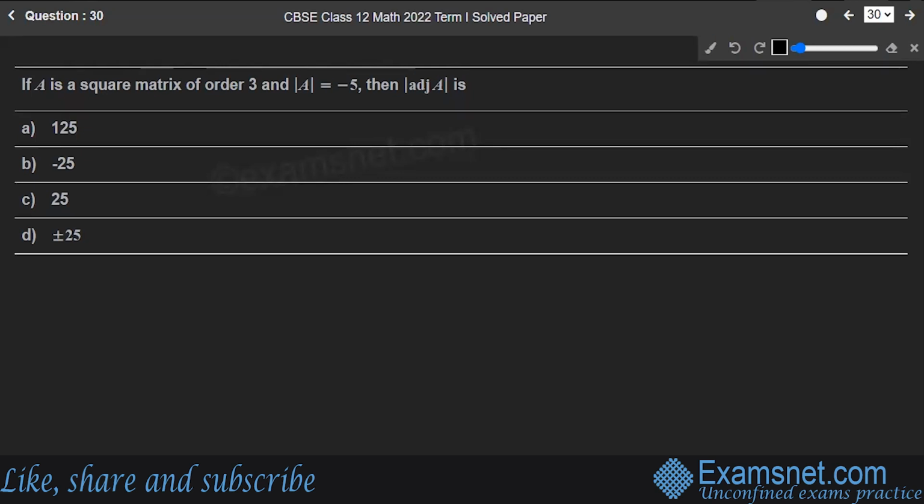Question number 30: a square matrix A of order 3, and the determinant of A is equal to minus 5. You have to find out the determinant of the adjoint of A. We know the formula: determinant of adjoint of A is equal to determinant of A raised to the power n minus 1, where n is the order of the matrix.